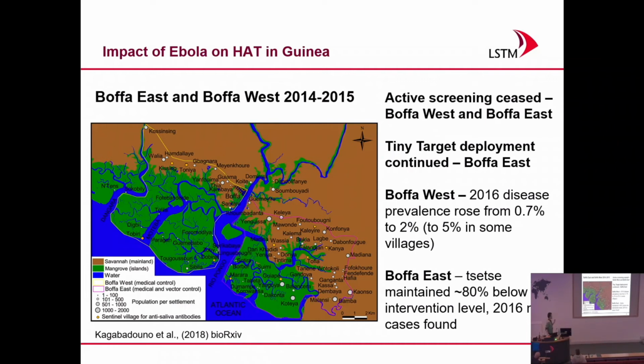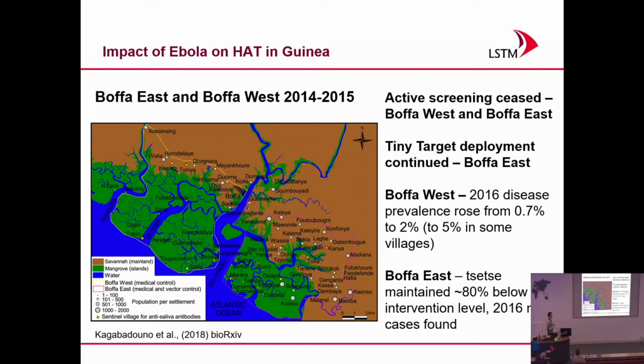So during this period, there was very little going on in Boffa West, whereas in Boffa East, where they had already introduced tiny targets, they weren't able to do any of the medical work, but they did actually continue tsetse control. So throughout the whole Ebola crisis, tiny targets were deployed, both years in Boffa East. And this is because the program there works with the community and they have a very good relationship with the community. So they use people from the community for the deployment, and this continued, as I said, during this period.